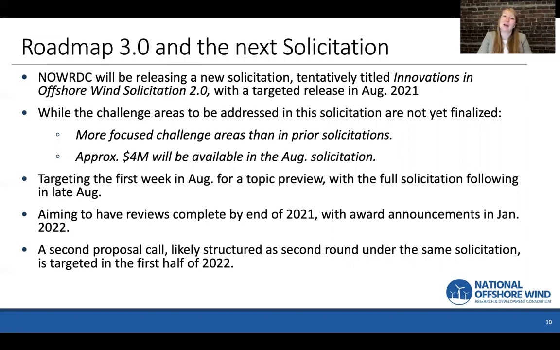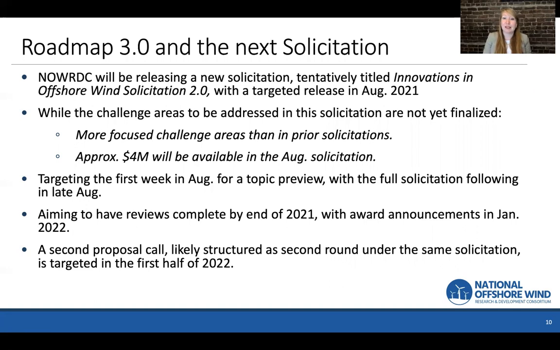And so you'll also see that there's going to be approximately $4 million that will be available in this next August solicitation as well. We are also targeting the first week in August for a topic preview that'll likely be in a webinar such as this. We did that for the last solicitation as well, just to provide some of that preview of what's going to be in that solicitation. And that full solicitation is targeted to be coming out again in late August.